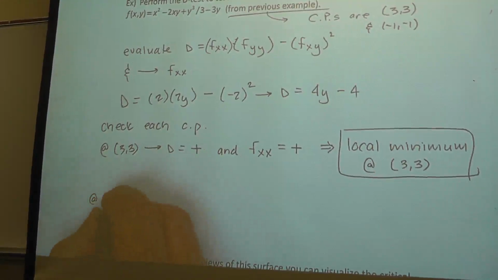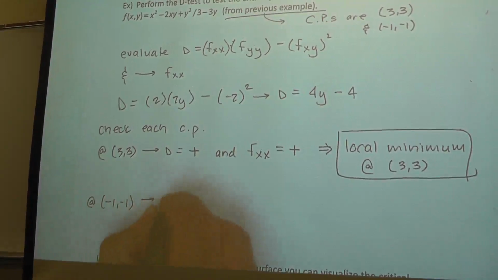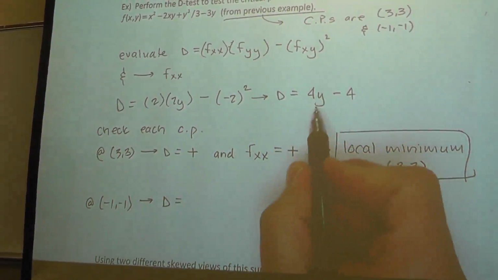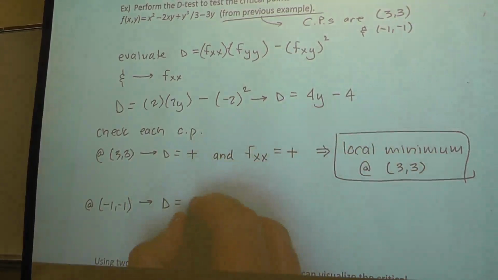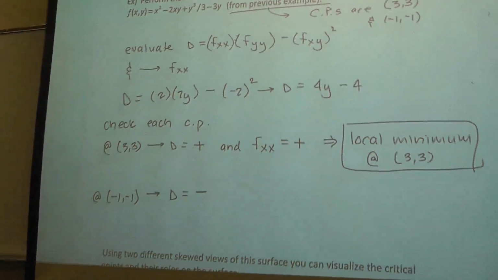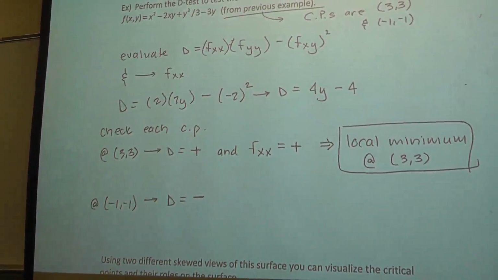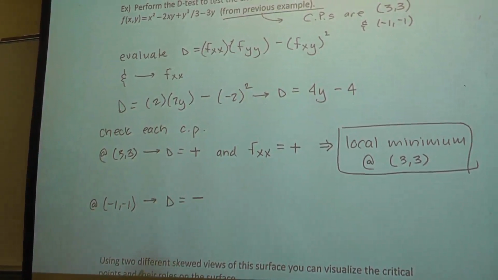At the critical point -1, -1, my D value there is going to be, now be careful, you're plugging -1 in for Y, so that's technically -8. And you need to check the second partial with X. It's always positive too, but whenever D goes negative, what's your conclusion?